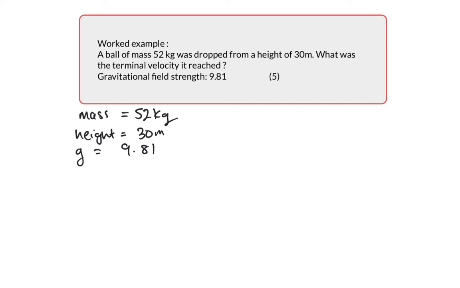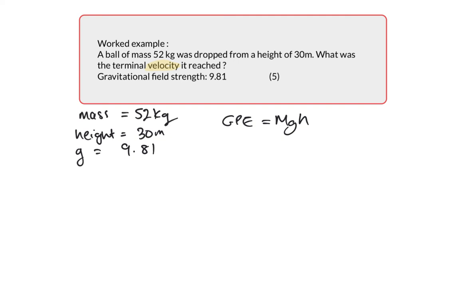Because if you just try now and look for an equation to work out velocity, you'll realise that you don't have the values you need to work that out directly using the kinetic energy equation. So what you do have, though, is enough to work out gravitational potential energy. So gravitational potential energy, as we've said, is mgh.